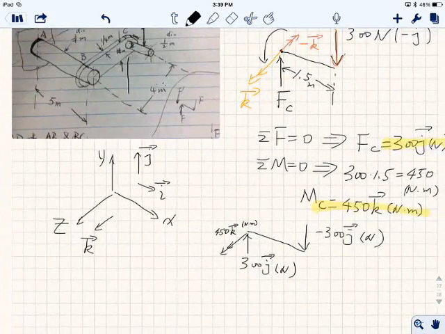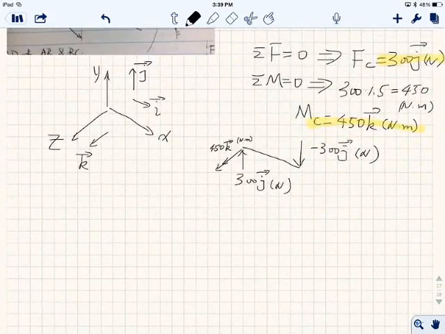Newton times meter. This is the free body diagram of that small cylindrical rod where the force is applied. Make sense? Yes? Okay. Any questions? Feel free to ask questions, okay? Because it's becoming complicated.